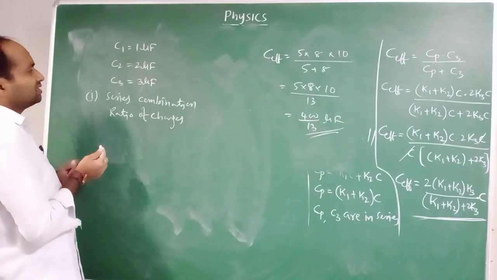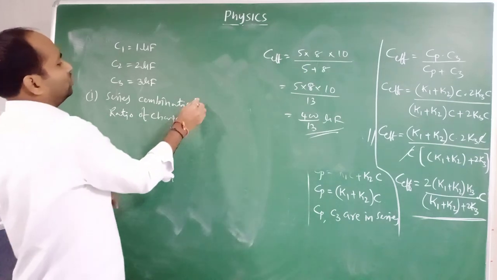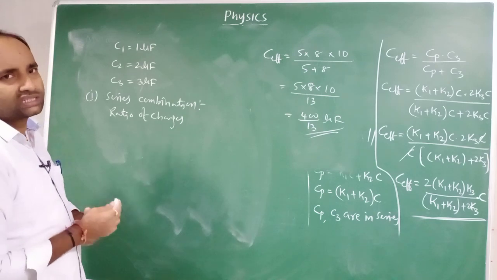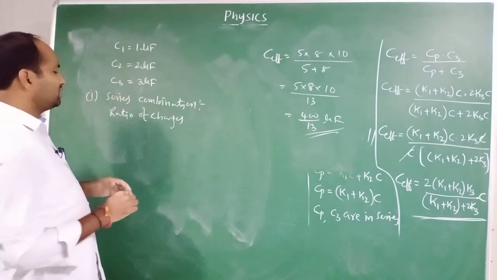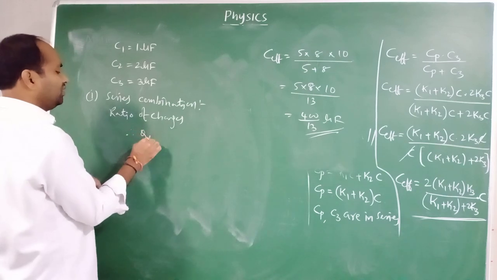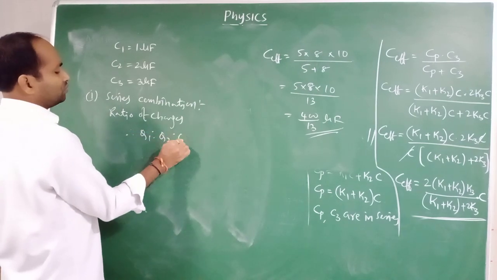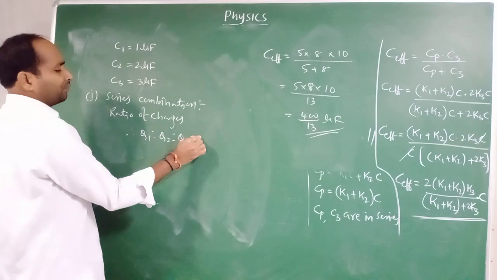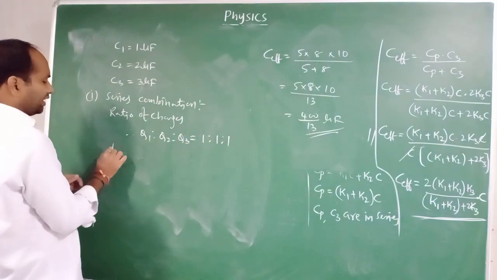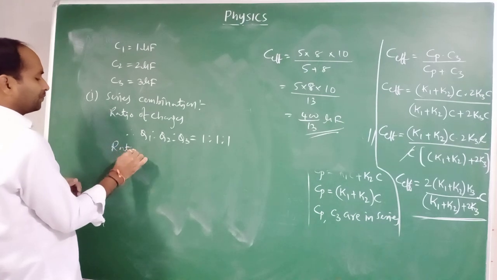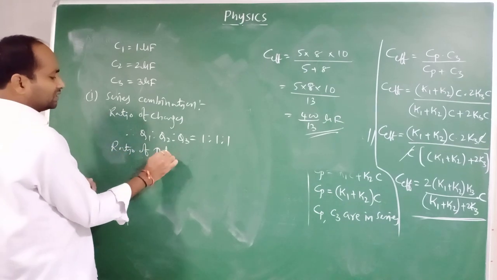See, in series combination we know that the charge remains constant. The charge across the first, second and third capacitors remains the same. Therefore we may write Q1 is to Q2 is to Q3 is equal to 1 is to 1 is to 1. And what is the ratio of the potentials?